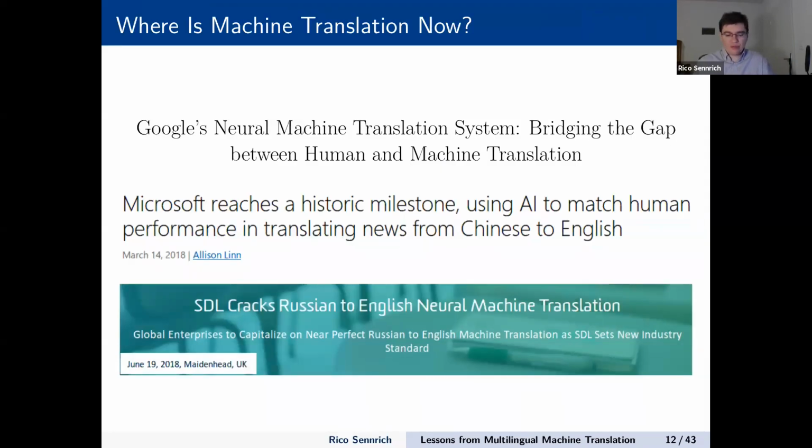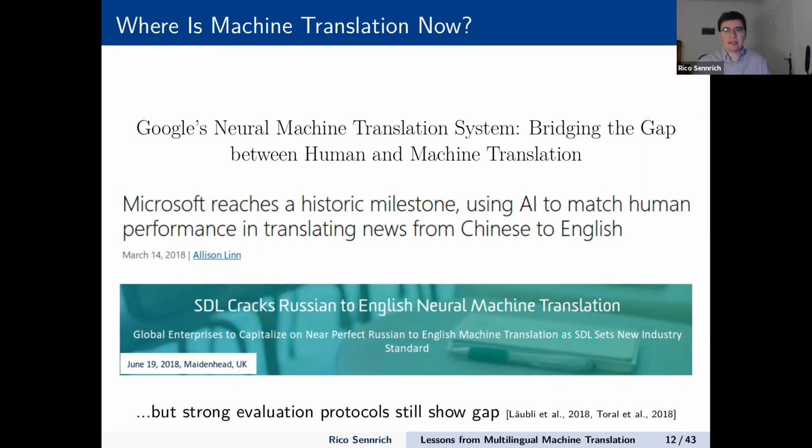So I said we've made some big increases in quality in the last few years, and there have been a number of widely publicized reports about the quality of translation, like Google saying they are now bridging the gap between human and machine translation, Microsoft saying they have matched human performance, reached parity with human performance, and SDL saying they now have near perfect Russian translation. Well, these are big claims.